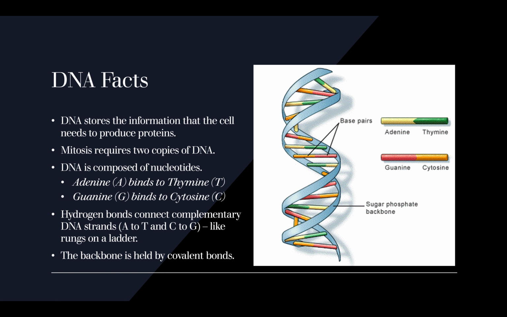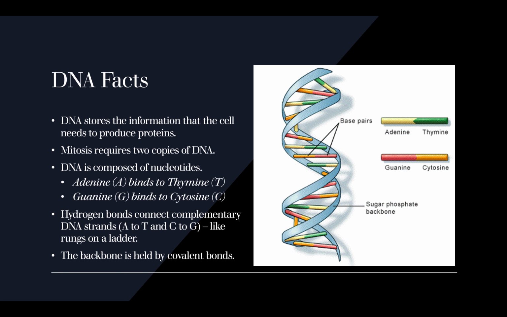So some DNA facts are that DNA stores the information that the cell needs to produce proteins. Mitosis actually requires 2 copies of DNA. DNA is composed of nucleotides, which we've talked about before. They are adenine, which is represented by an A, and it binds to thymine, which is represented by a T, and guanine, which is represented by a G, which binds to cytosine, which is represented by a C.